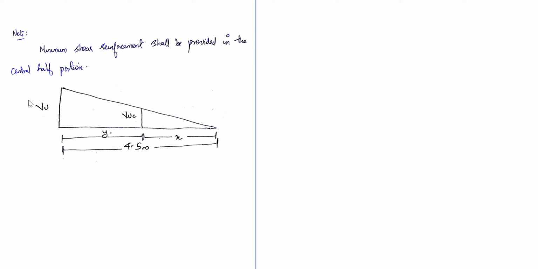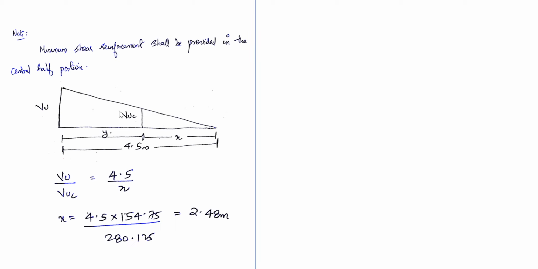Now the minimum shear reinforcement shall be provided in the center half. That is, in the center half portion, this value is VU. We have calculated the shear reinforcement for this particular value. Actually, when the span goes this way, the shear force value is decreasing, so we don't require that much shear reinforcement at this position. So what the code suggests is when VU is less than VUC, only minimum shear reinforcement is required. We know the value for VUC and we know the value for VU. We will find at what distance this becomes VUC.